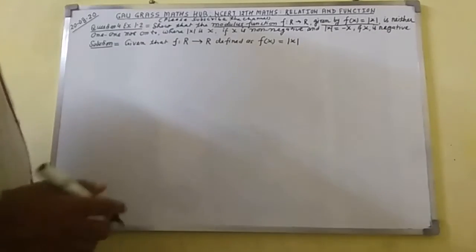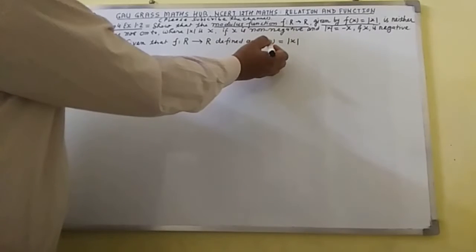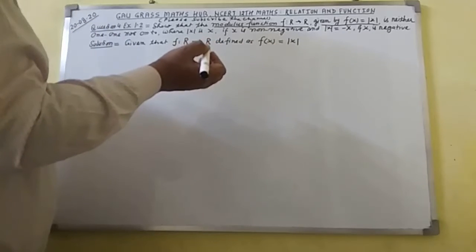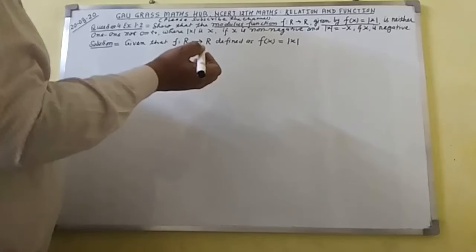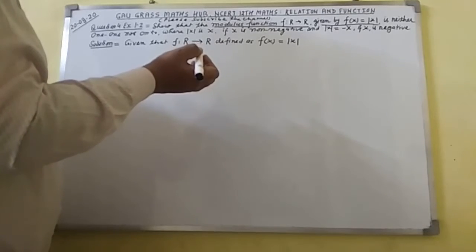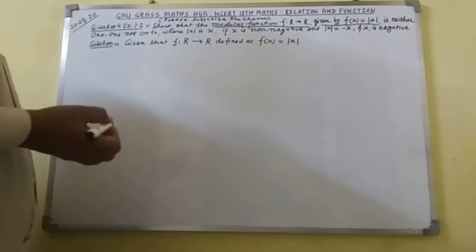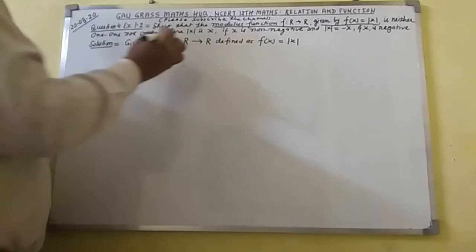Now we have to prove whether f of x is a one-one function or an onto function. Let us see how this question is going to be solved.